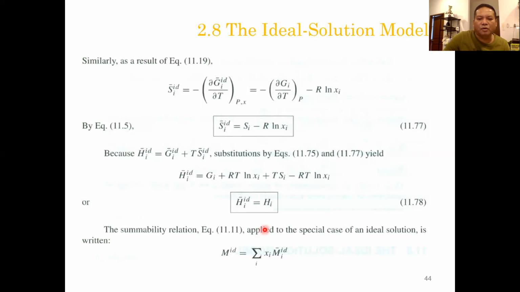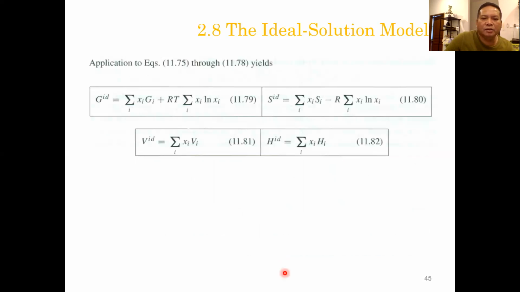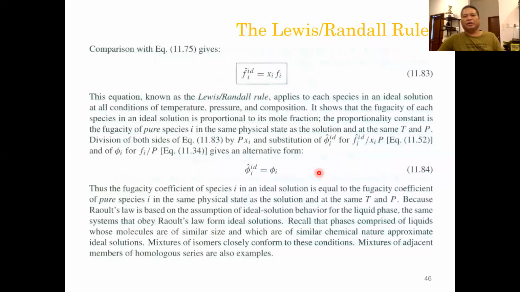Okay, so overall, the summability relationship applied to a special case for ideal solution is this. Okay, the molar properties ID equal to this. Okay, for ideal gas, this is Y, but for solution is X. So we can yield this equation here. It looks very similar, isn't it, to ideal gas?